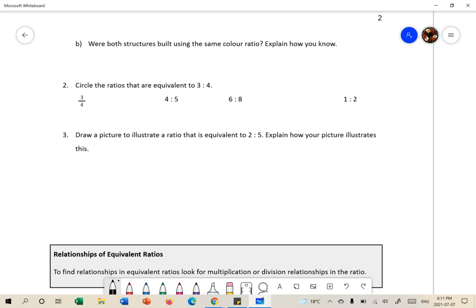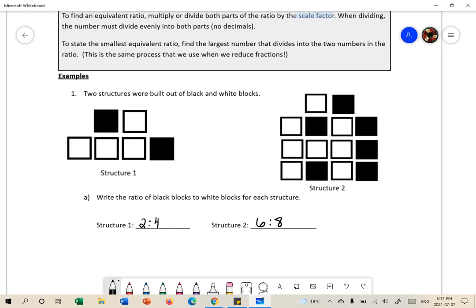Part B is on the next page. Were both structures built using the same color ratio? Explain how you know. Let's go back to the ratios that we've created. The answer here is no. The first structure is made with 2 black blocks and 4 white blocks. The scale factor here is there are double the white blocks than there are black blocks.